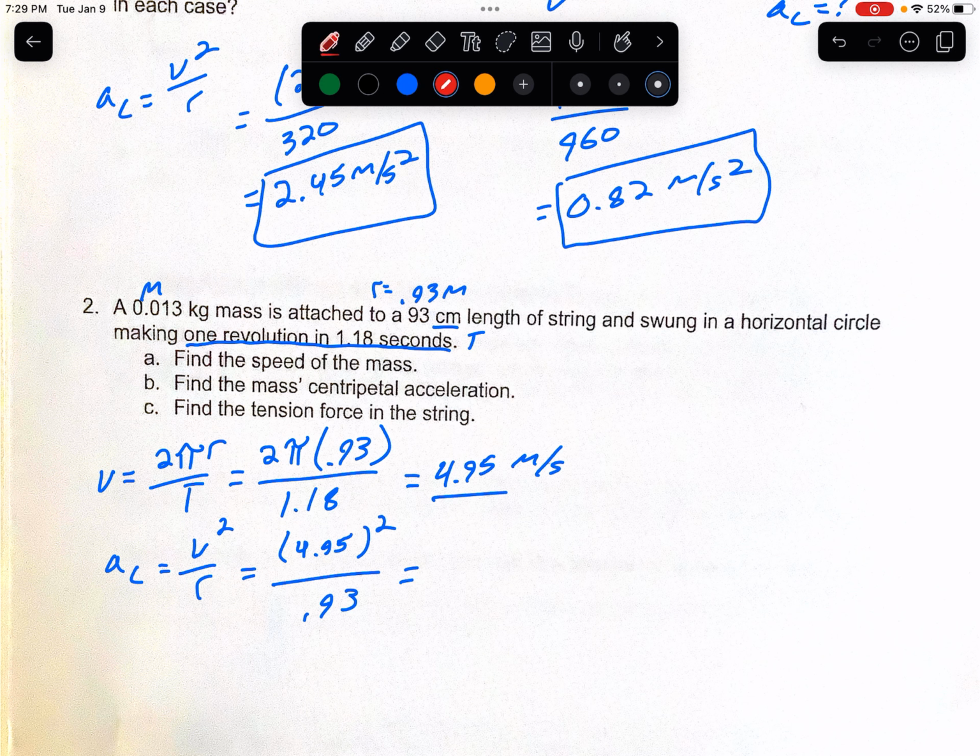Don't take this T right here and put it on the bottom. Just because it was on the bottom there doesn't mean you need to bring it down here. Make sure you're looking at the difference between these equations. V uses T on the bottom, AC uses R on the bottom. Just be careful of that. It's really easy to make that mistake. That's just a heads up. So 4.95 squared divided by 0.93 is going to give you an acceleration of 26.35 meters per second squared.